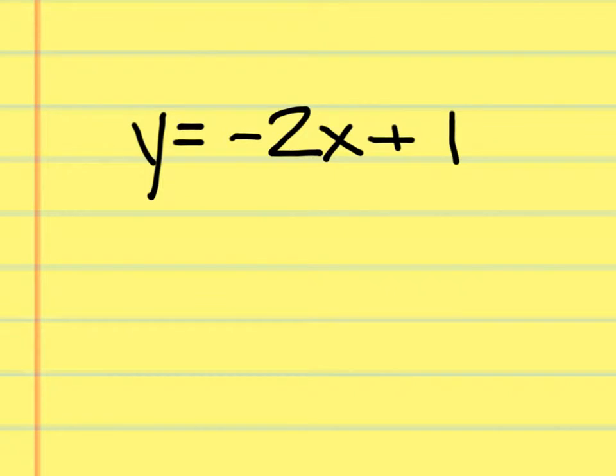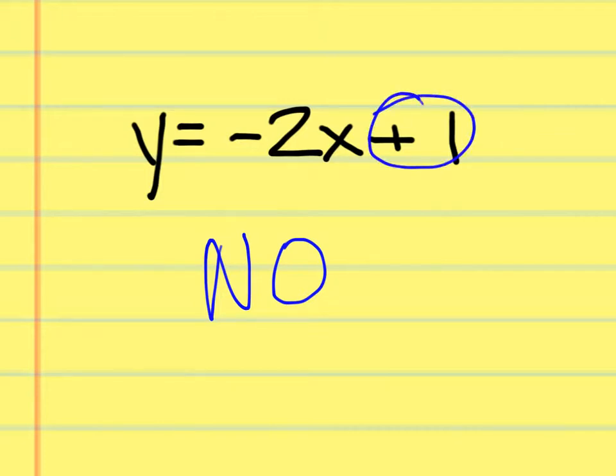What about this one, y equals negative 2x plus 1? Is that a direct variation? Yes. I'm hearing yes and no. The answer should be no. Can somebody tell me why? That's right. This plus 1 on the end is what makes it not be a direct variation.